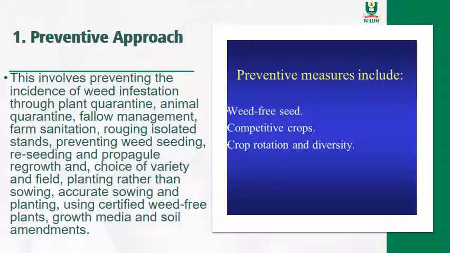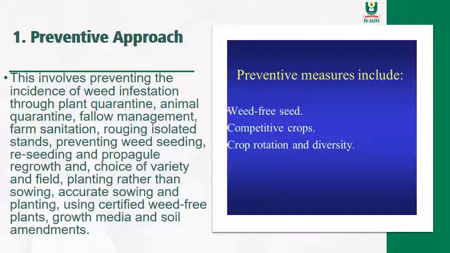So you are trying to prevent it, and preventive approach methods include plant quarantine, animal quarantine, fallow management, and farm sanitation, keeping your farm clean all the time. There is also roguing: when you see an infected plant, you uproot it and throw it far away. And preventing weed seedlings: as soon as you see any weed, you just pull it out. Choice of variety and field: you use a field that is relatively clean of debris, and your planting materials should also be disease free and weed free.